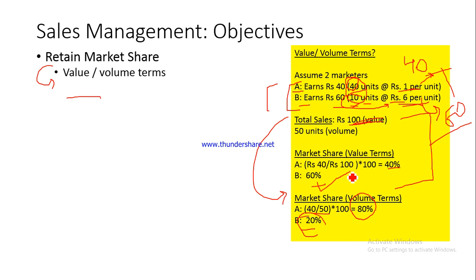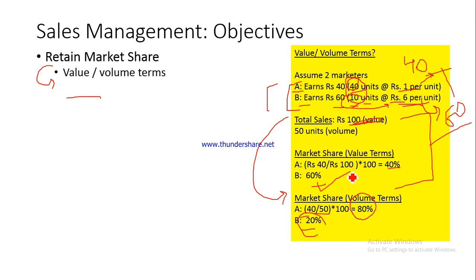However, it may also happen that one marketer is the market leader in terms of value, and some other marketer is the market leader in terms of volume. So this kind of discrepancy can be there, and we have taken up this example just to make you understand that this can also be a situation in a particular market.